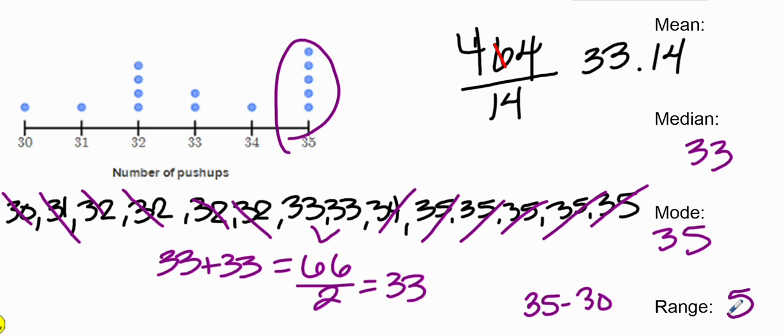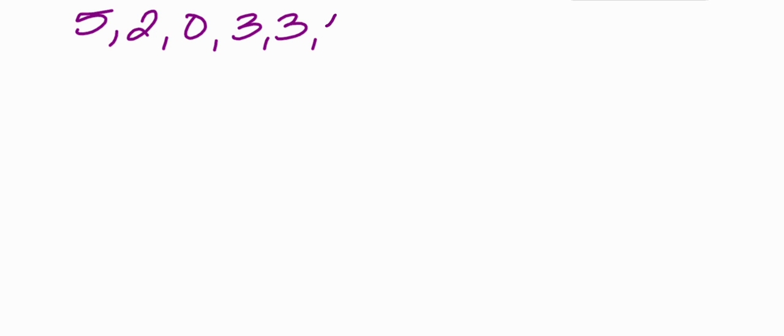If I want to create a dot plot, I would do the same thing. So let's say I have a set of numbers. Let's just say this is number of siblings. So the first person said they have 5 siblings. 2, 0, 3, 3, 4, 1, 1. So now, in order to create a dot plot, I'm going to draw a number line.